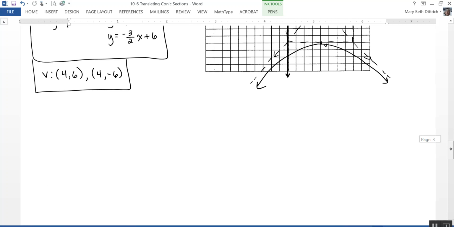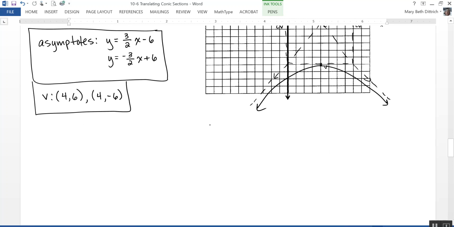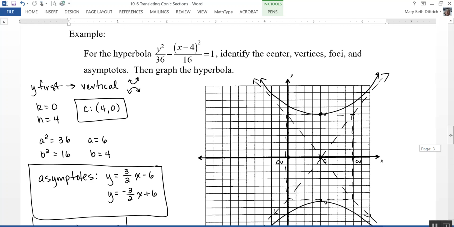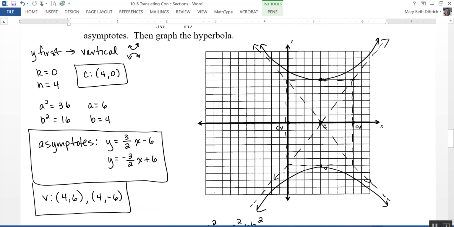In order to find the foci, I need to find c. So c squared is equal to a squared plus b squared. a squared was 36, b squared is 16. So c is going to be equal to the square root of 52, which simplifies to 2 square root of 13, which is approximately 7.2. And I'm going to use that to graph, because remember the foci are going to be inside the bowl, and they are going to be approximately 7.2 units from the center.